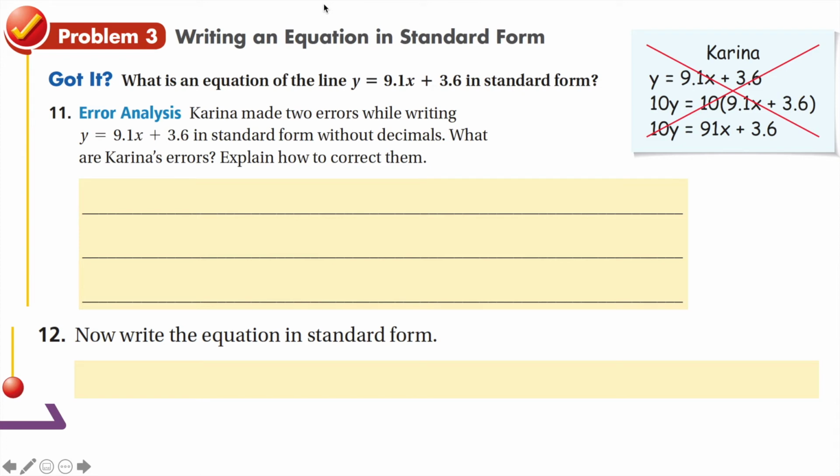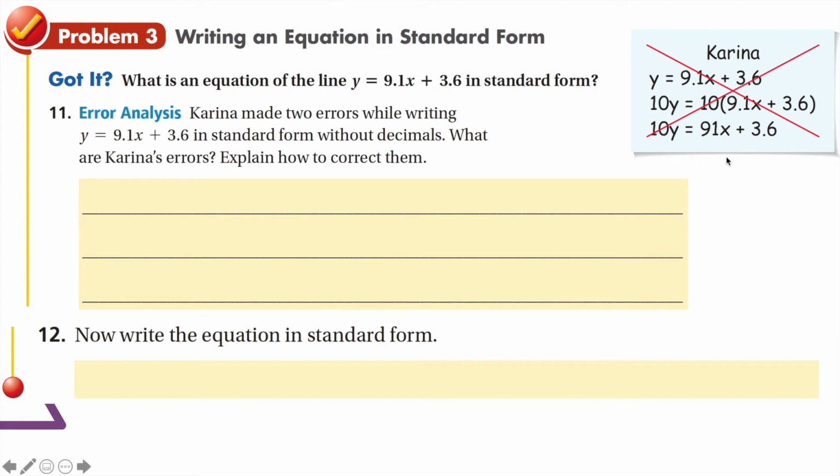Problem number 3. Writing an equation in standard form. What is the equation of a line y equals 9.1x plus 3.6 in standard form? Well, let's talk about the error analysis. Karina made 2 errors while writing y equals 9.1x plus 3.6 in standard form without decimals. What are Karina's errors? Can you explain how to correct them?